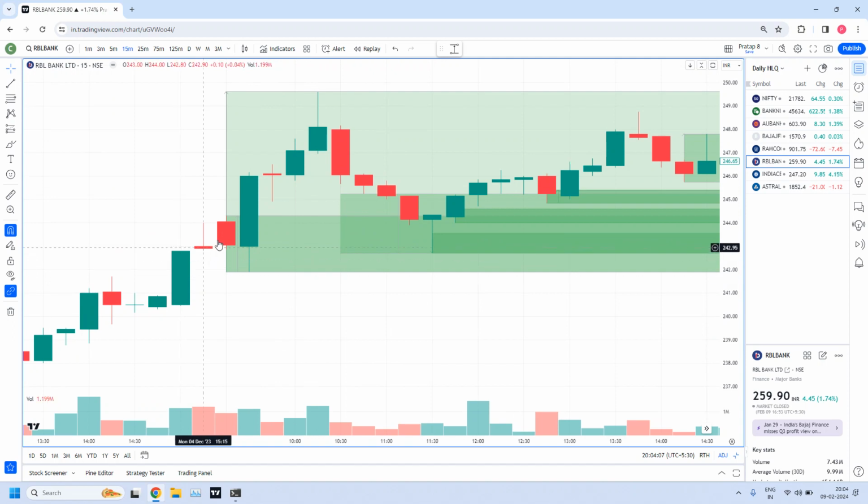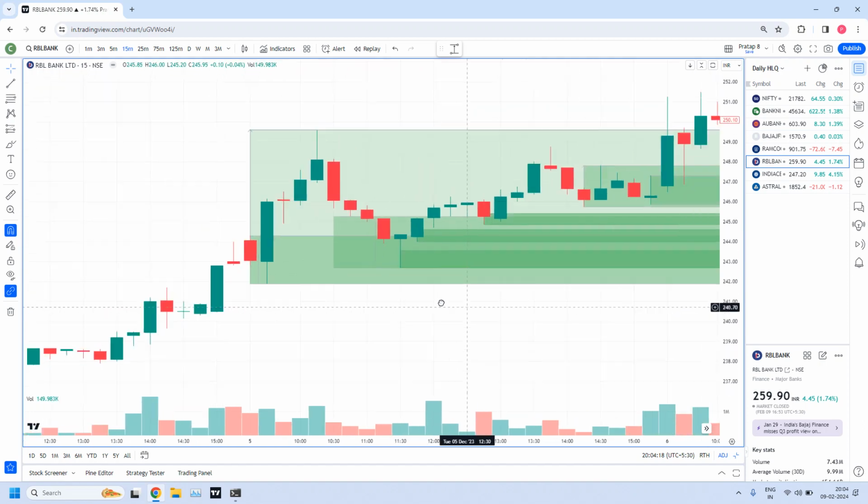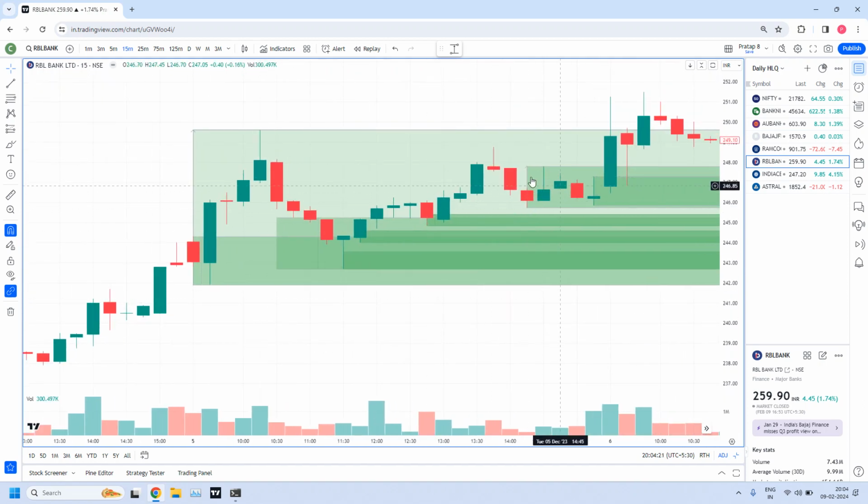And here we have rally, 2 base candles and a rally. That way we have another 15 minute zone. This is one 15, this is another 15. Both these 15 minute zones are LOTL zones. And this is another 15 minute zone.